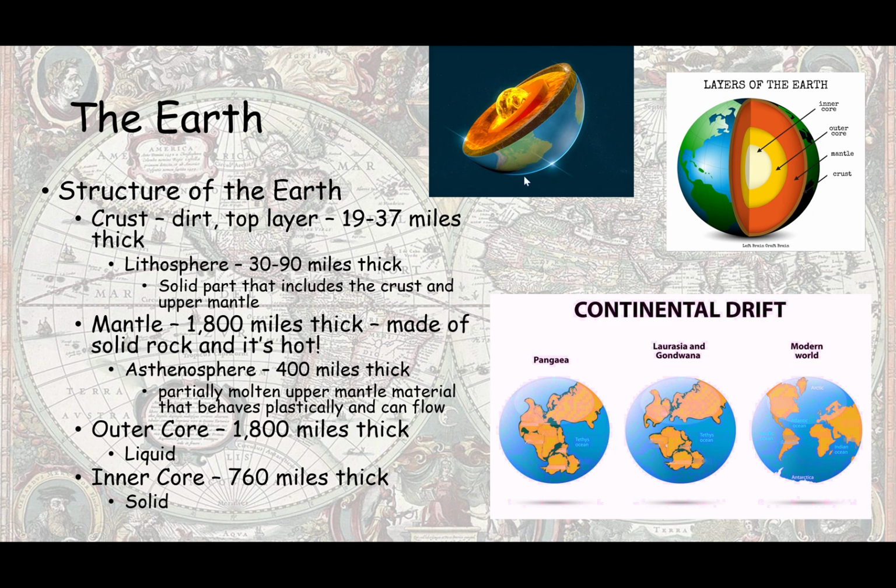That outer core is also 1,800 miles thick, like the mantle, but it is liquid. And you have your inner core, which is comparatively small, 760 miles thick, and it's solid. Okay, I'm not going into a lot of this. I'm just giving the notes to you, so you can have some kind of basis. But again, you can look at these diagrams and get an idea.